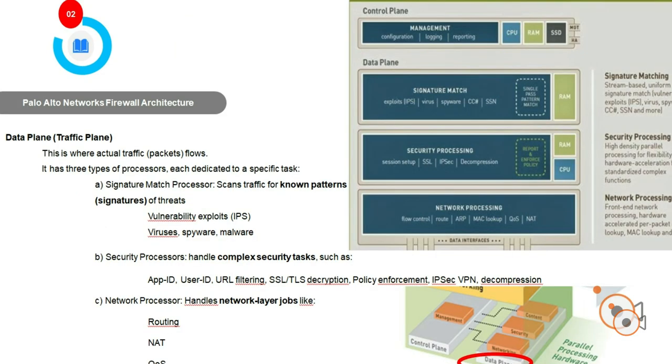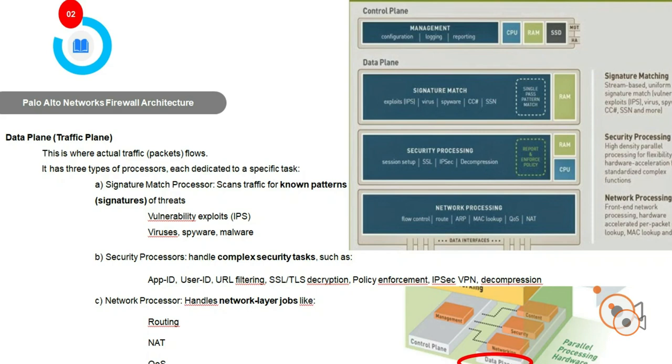And now we will see the data plane. We call it the data plane or traffic plane. So the data plane is where the real traffic flows. I mean your emails, web browsing, etc. We can mention that the data plane has special processors, each focusing on a different job. We have three types of processors. We have the signature processor, we have the security processor, and we have the network processor.